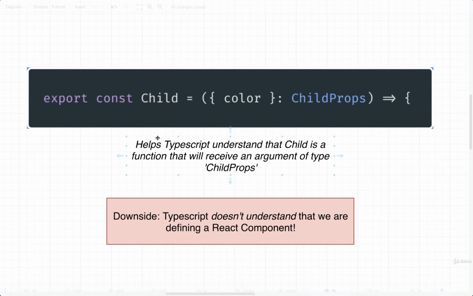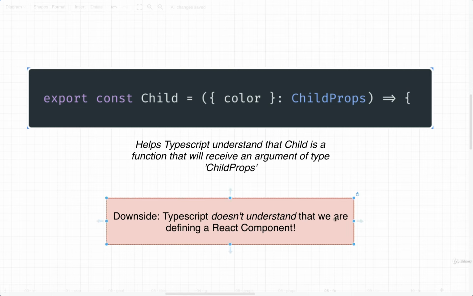Okay, so here's the downside. With the code that we have written, all TypeScript understands right now is that child is going to be a function that receives an argument of type child props and returns some amount of JSX. That is all TypeScript currently understands. Now that might sound like it is the complete story and it totally describes everything that is going on, but it really doesn't quite do so.